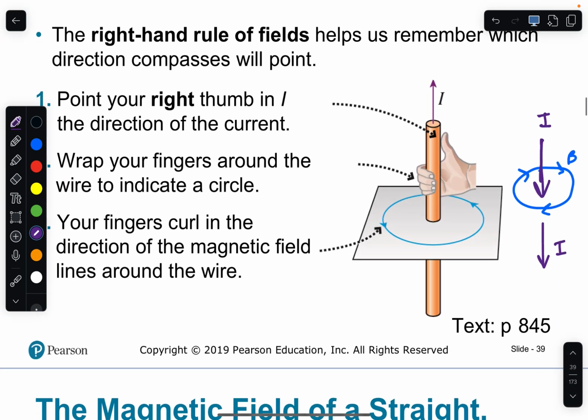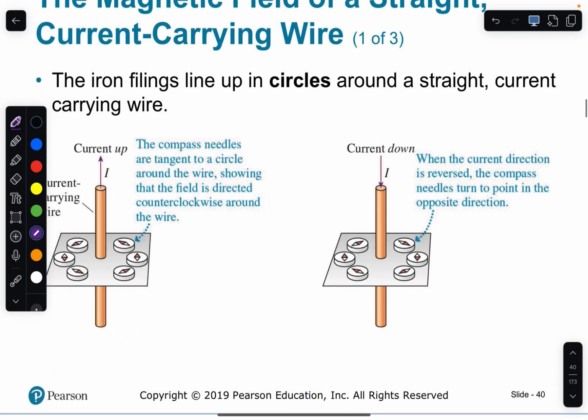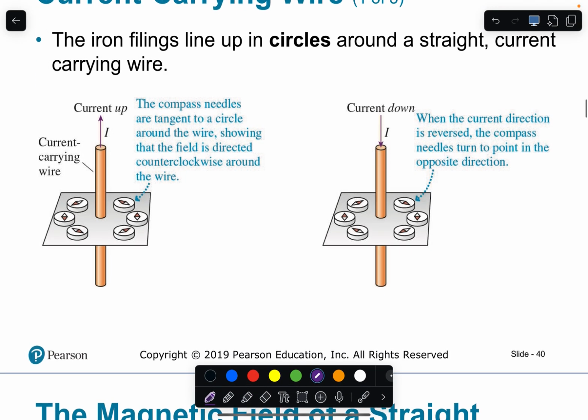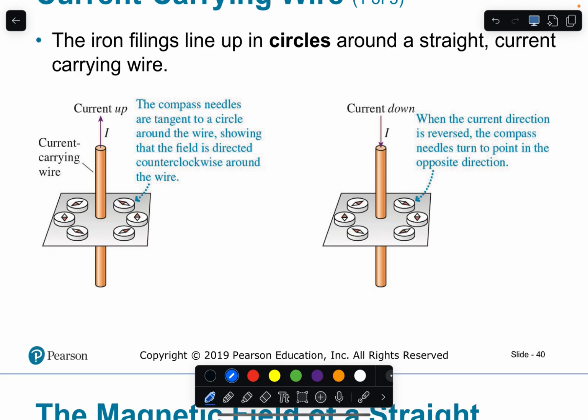So there's our right-hand rule. This is kind of what we already did. We're using the little compass to determine the direction of the magnetic field lines. So current pointing up on the left means your B field, looking from the top, is moving in the counterclockwise direction. And then current down, we're looking at it from the top. My fingers are going in the clockwise direction.